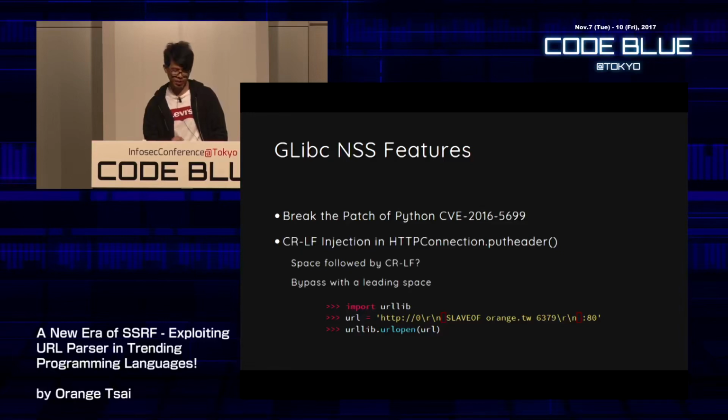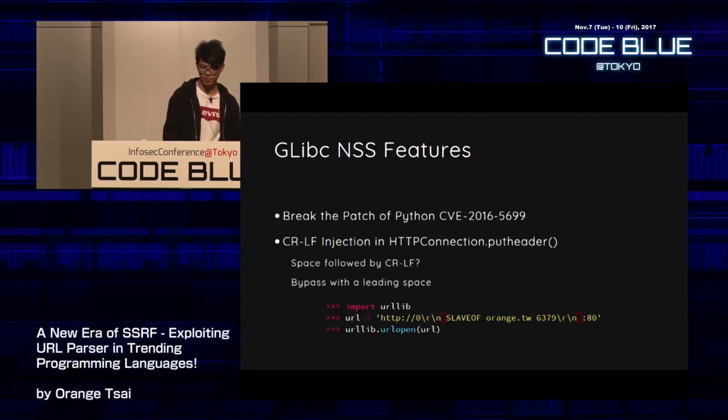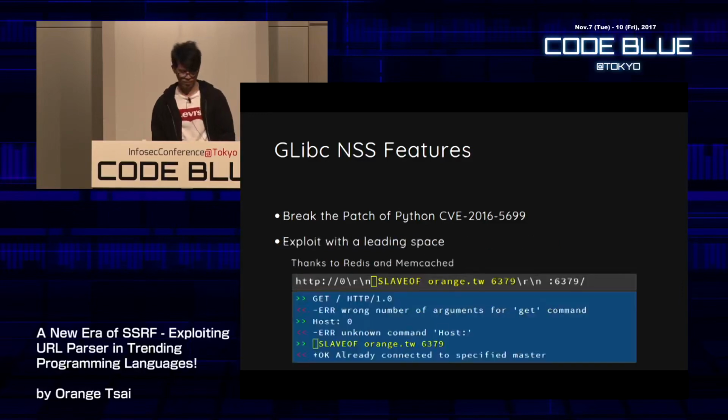But this brings out a new problem. There is one more leading space in our payload. Does protocol smuggling work this way? The answer is yes, thanks to Redis and Memcached. As you can see, the SLAVEOF command starts with a leading space, and the server still replied OK. Redis and Memcached will strip the leading space, so our exploit works again.